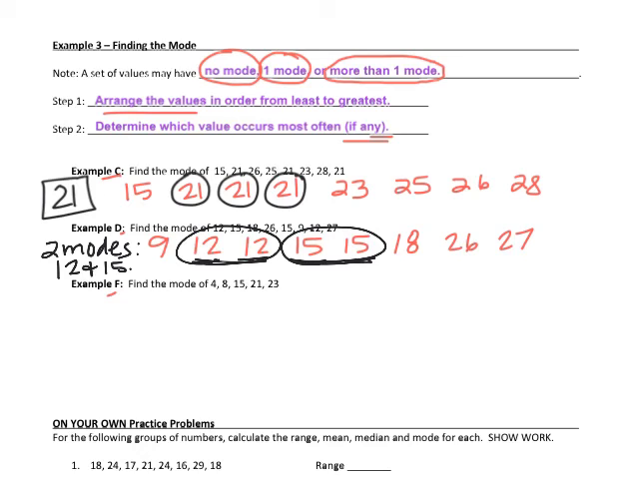Let's go ahead and take a look at example F. If we look here, we have 5 numbers, but none of them repeat. So in this case, there is no mode because they all occur at the same frequency. They all appear just one time. So that's what we mean when there is no mode. All of them are unique.